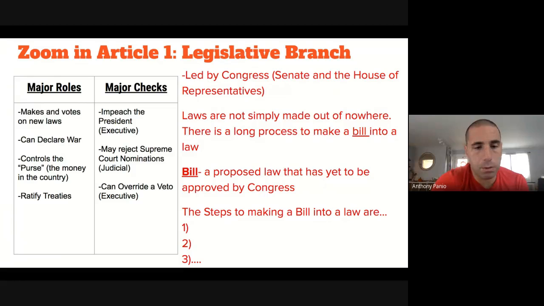Navaya, you do not need to copy down only what's in red. You need to copy down everything, because you need to know the major roles and the major checks, and that can go into the Google Doc, or you could just make a T-chart in your notebook, so whatever's fine. So you're not copying down just what's in red for this.